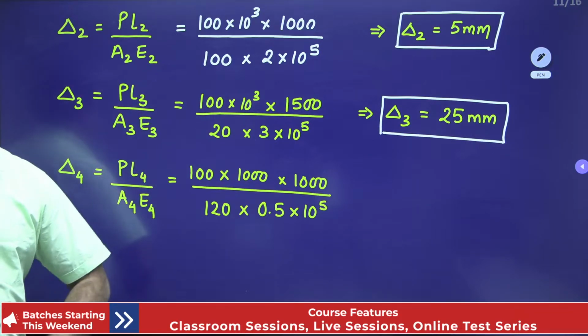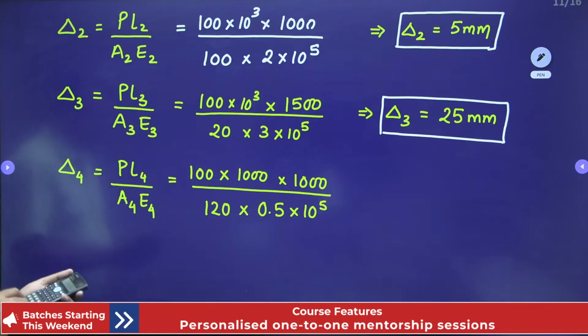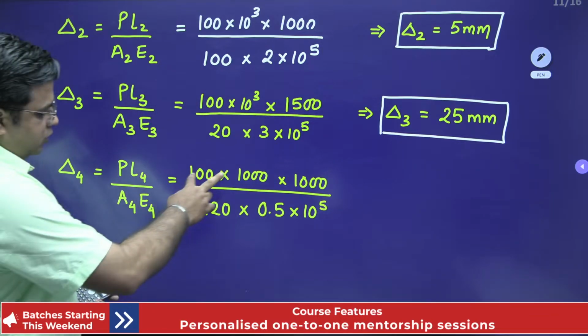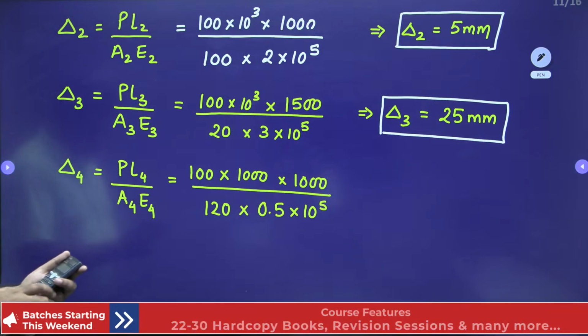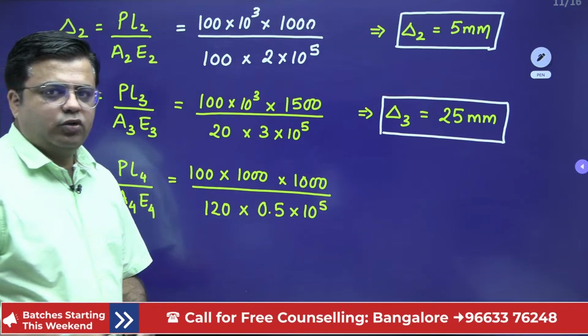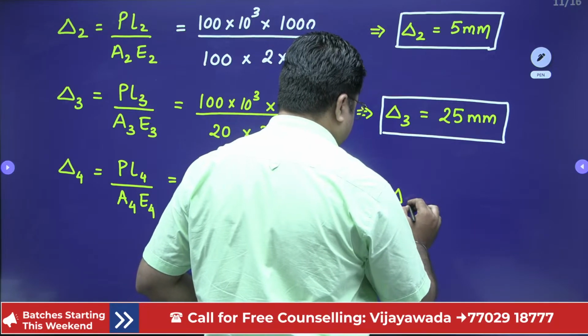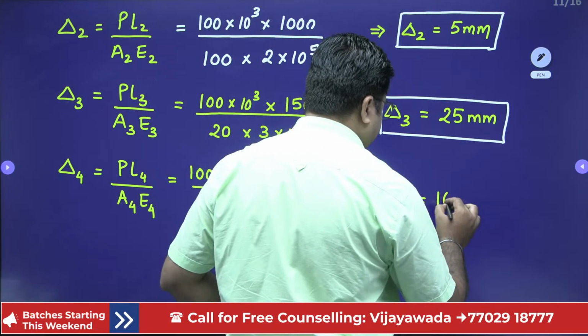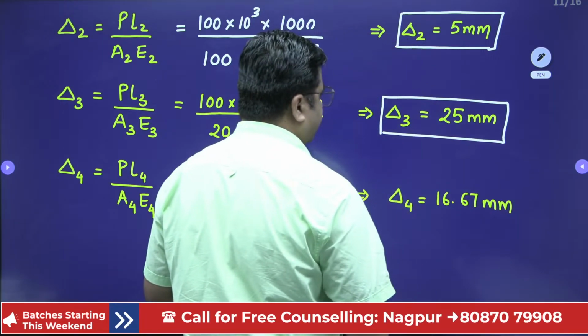Just calculate this delta 4 quickly. So these two will cancel out. So you have 1000 by 120 into 0.5. So this comes out to be 16.67. So your delta 4 is 16.67 mm.